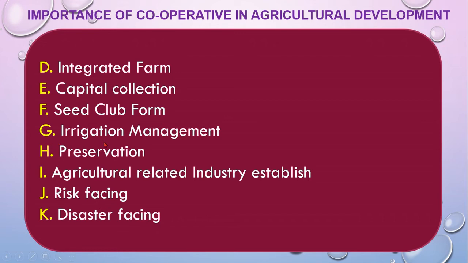Irrigation management. About 30% of the cost is needed for crop production.